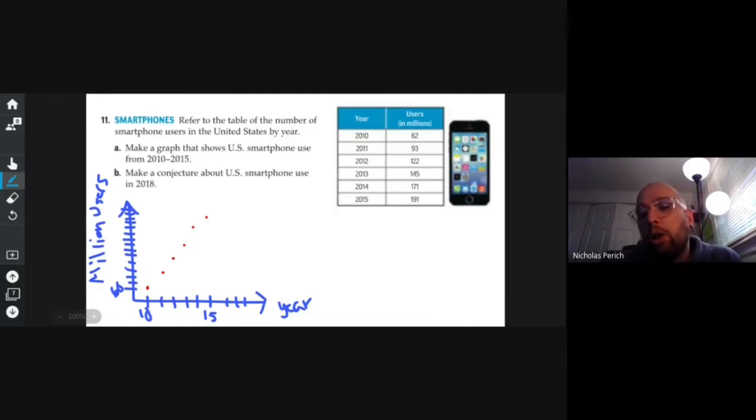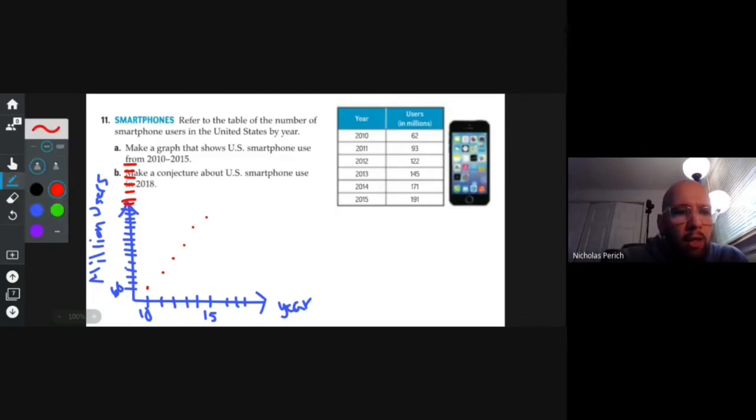However, looking at my graph, I'm going to admit the graph that I made was pretty poor, because really what I should have done is gone higher so that I can predict. So why don't I do that? This ended up being 200. So 210, 220, 230, 240, 250, 260, 270.